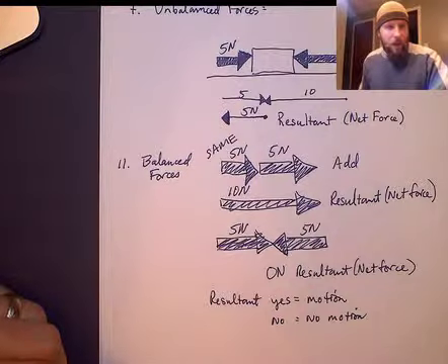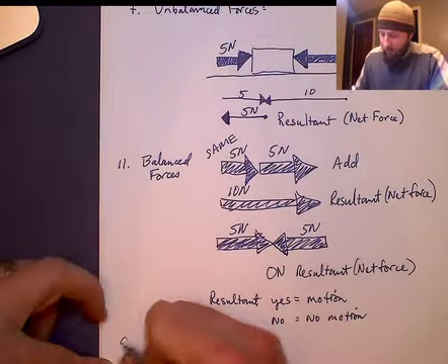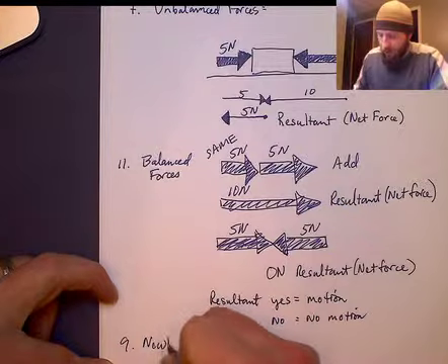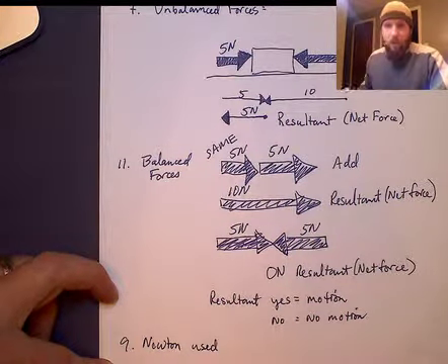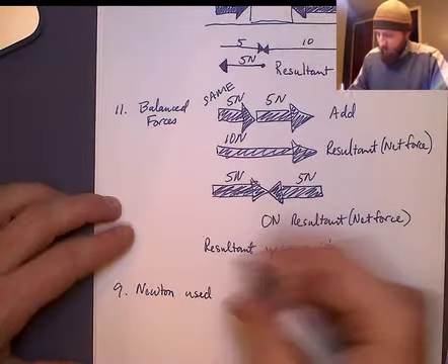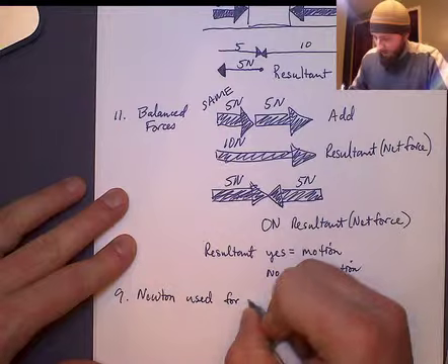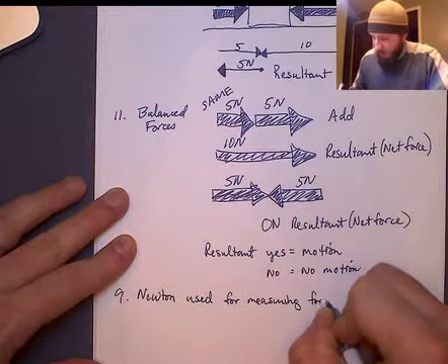I told you I would not be asking questions about inertia. I would not be asking questions about normal force. Newton, I think I mentioned it already, but number 9, Newton. What is the Newton used for? The Newton is used for measuring force. You could have seen it on your paper.